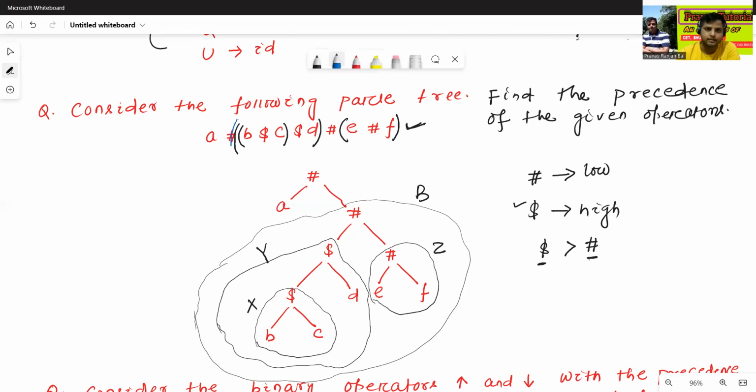I'm just using some other color. Then we'll evaluate the whole part like this. So here we can also find the associativity, along with the precedence of the given operator.